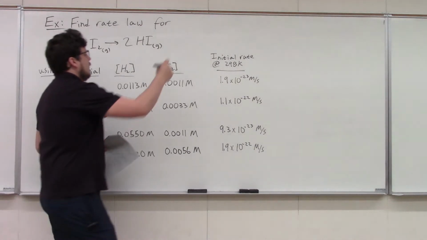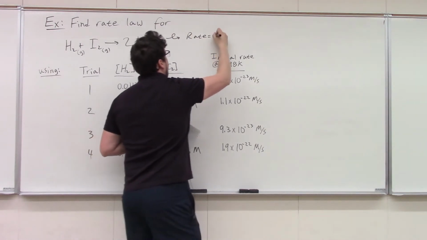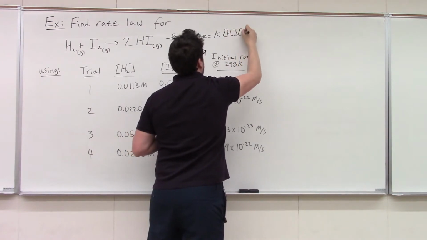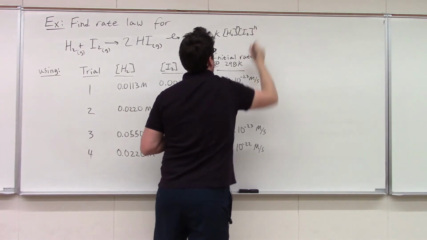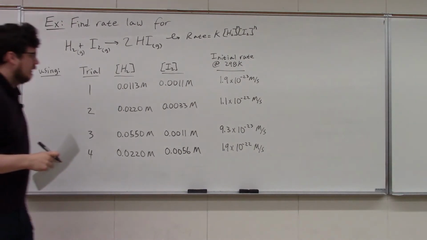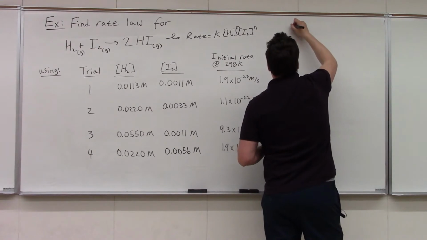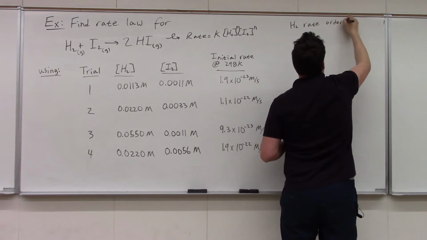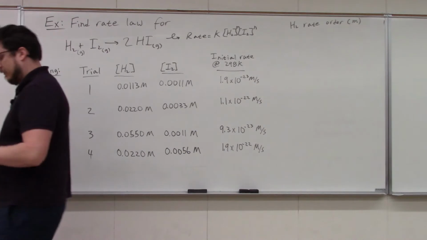So what does this mean? Well, if we look at this, we're going to say our rate is going to be K times the concentration of H2 to the M times the concentration of I2 to the N. So we've got to figure out what M and N are, but then we've got to figure out what K is. So our H2 rate order, which I'm calling M, well, how are we going to do this? We've got this data, right?